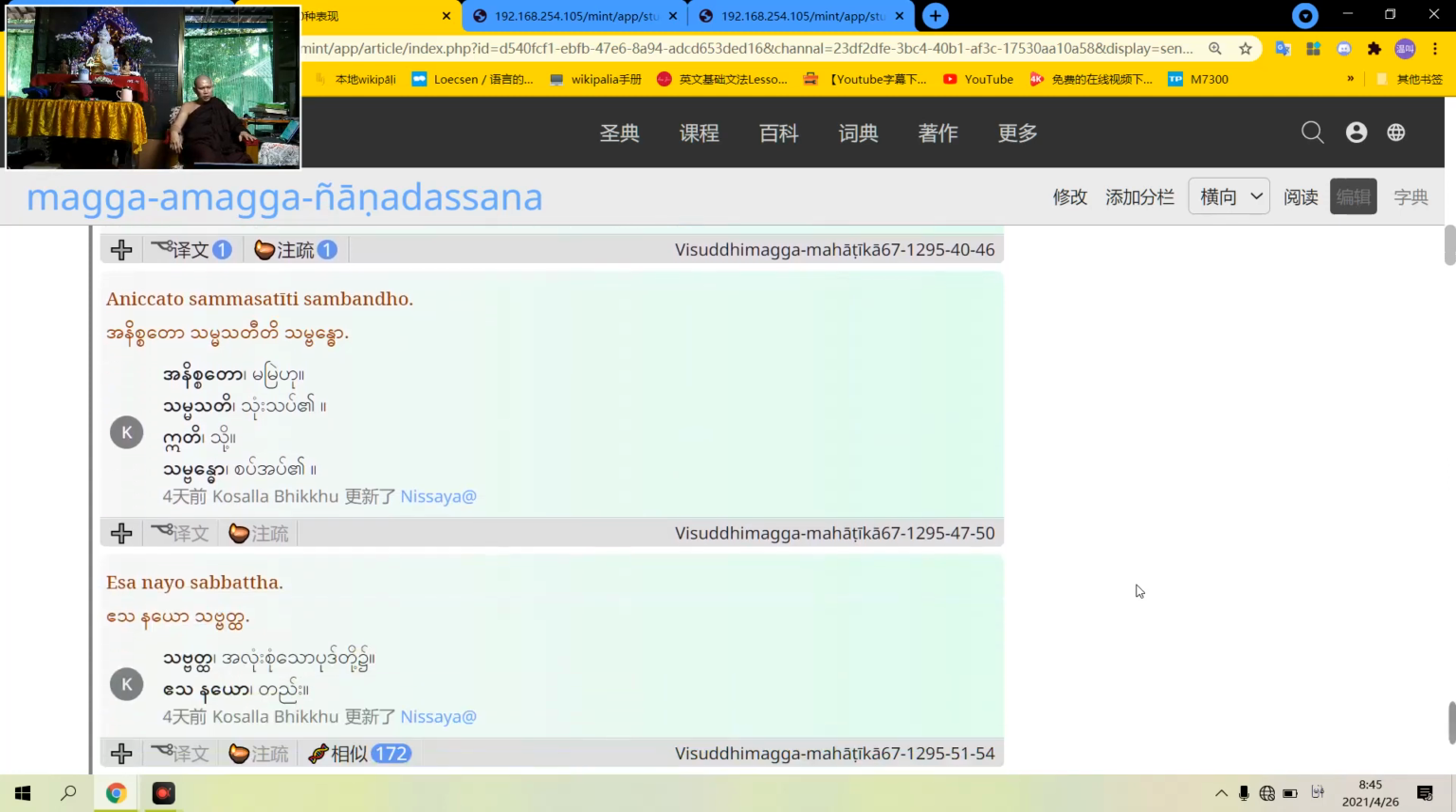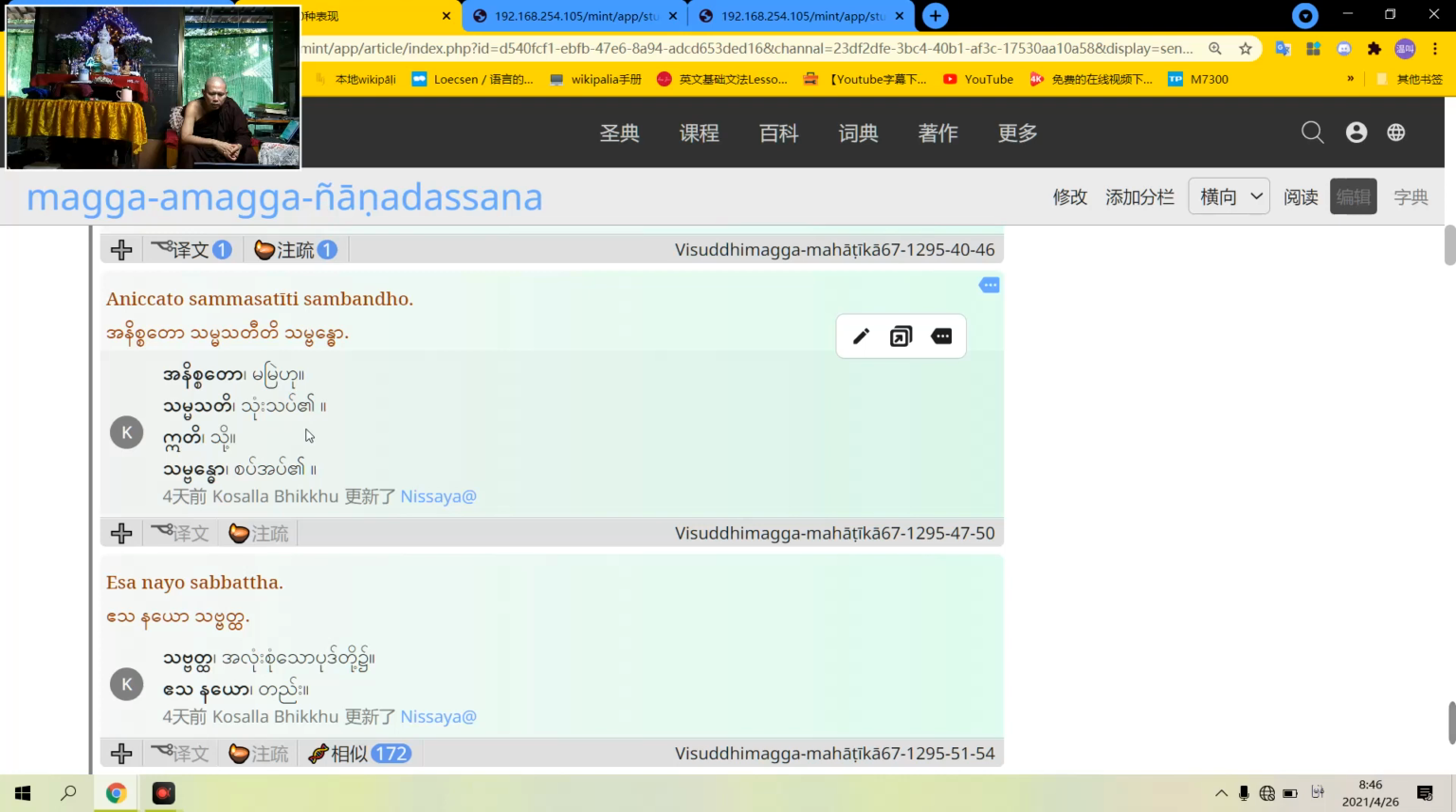And then this: Anicca to samasatiti sambandho, like that. So contemplate as anicca. This is a relationship; the sambandho is assuming the relation. Anicca to samasati. It is sambandho.